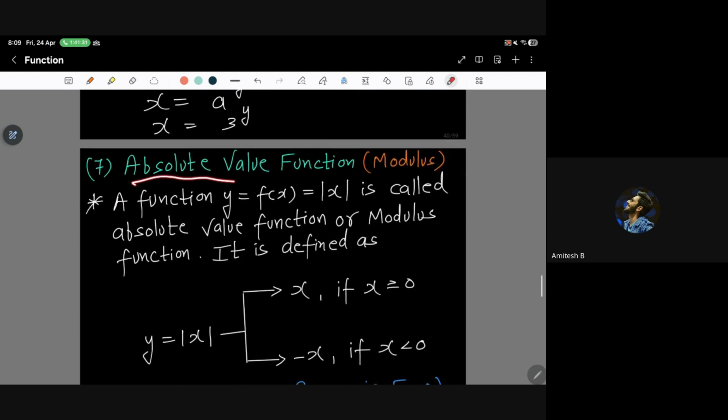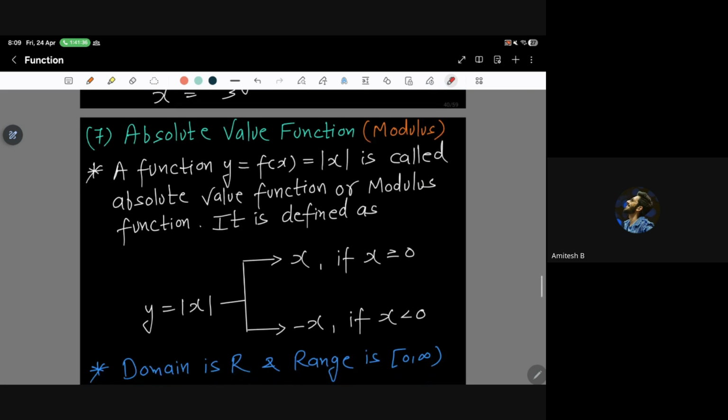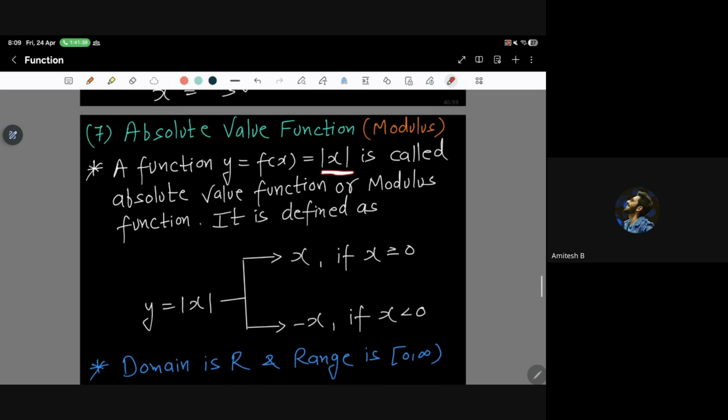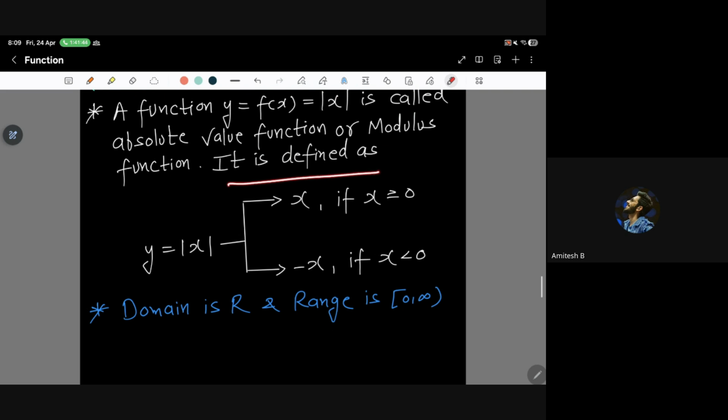Okay. Next is the absolute value function, which you have already studied as the modulus. So the function mod of x is called the absolute value function or modulus function. Then how do we define the function? So mod x is x, which means if you put any positive value inside the mod, let's say 7, mod of 7 is 7. So whatever is inside the modulus, the same is outside. So if x is positive or 0, then whatever is inside the modulus, the same will be outside.